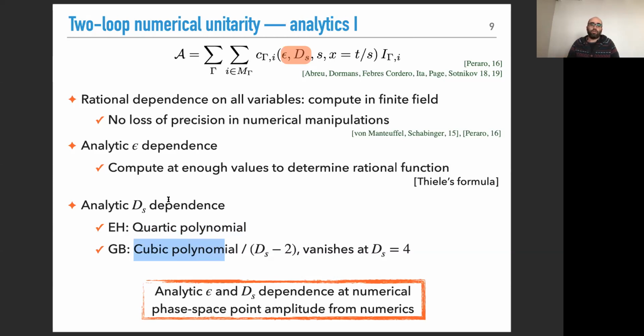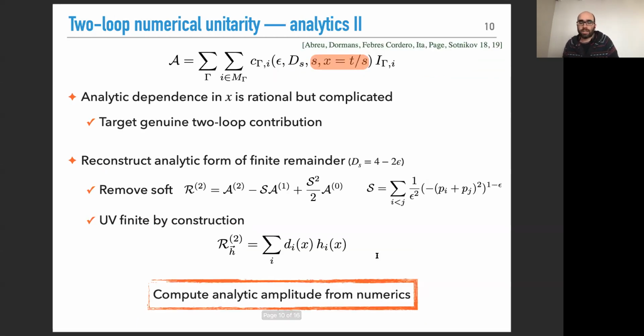Anyway, the idea is the same: you probe these coefficients at enough values of ds so that you can reconstruct the full analytic ds dependence. So at the end of this process, you have analytic epsilon and ds dependence at the numerical phase-space point. Okay, the next step is obvious: to determine the dependence on the kinematic data, the s and x.